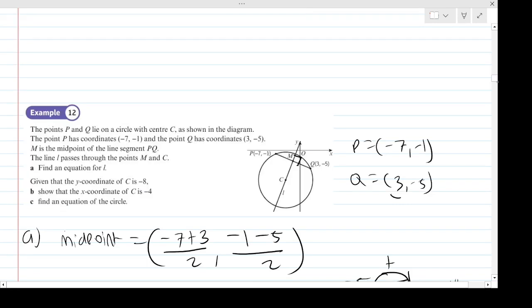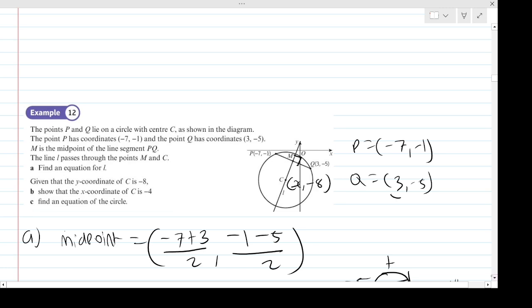Then it says, given that the y coordinate of C is minus 8, find the x and show that the x coordinate of C is minus 4. Okay. So let's talk about the centre. So that means the centre has coordinate x, right? We don't know what x is. We need to show it's minus 4, but you can't just assume it's minus 4. We need to get there. But the y coordinate is minus 8.